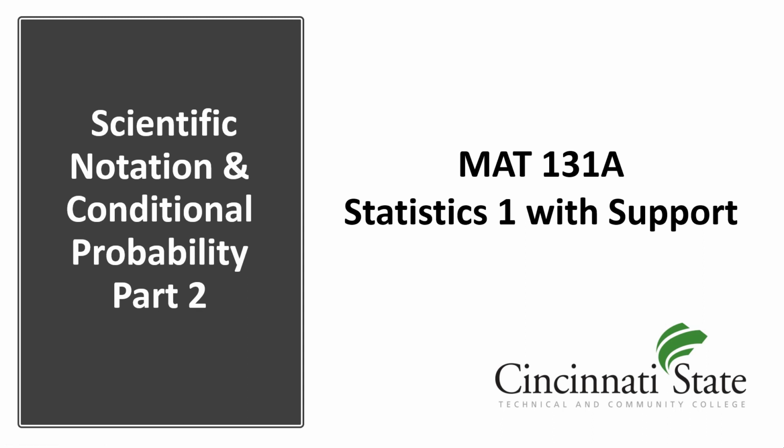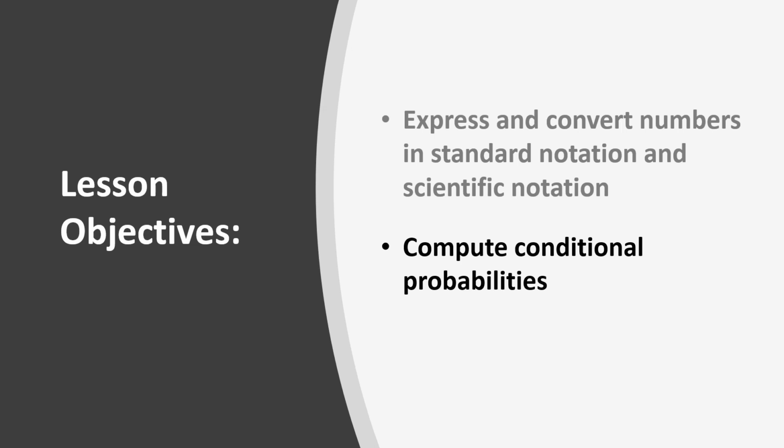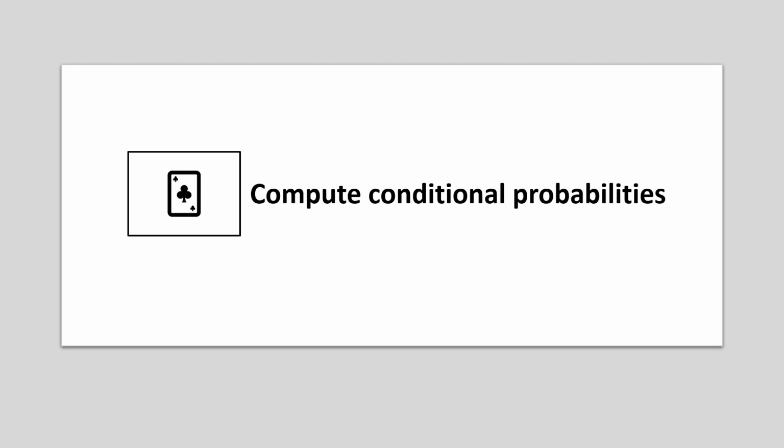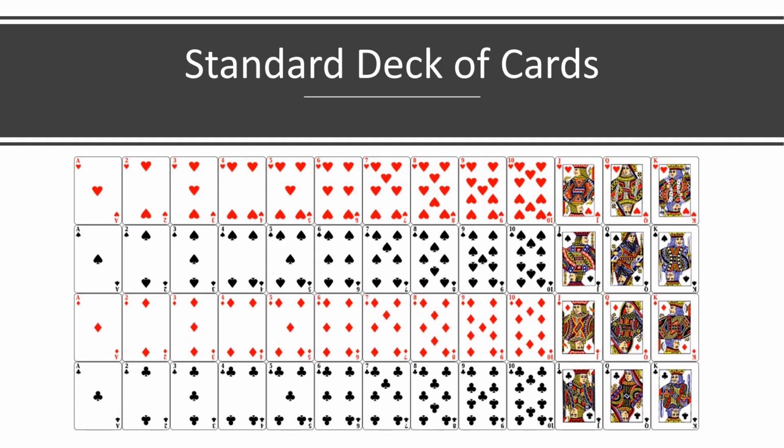Scientific Notation and Conditional Probability, Part 2. Lesson Objective: Compute conditional probabilities. Let's begin. Our first example involves a standard deck of cards.